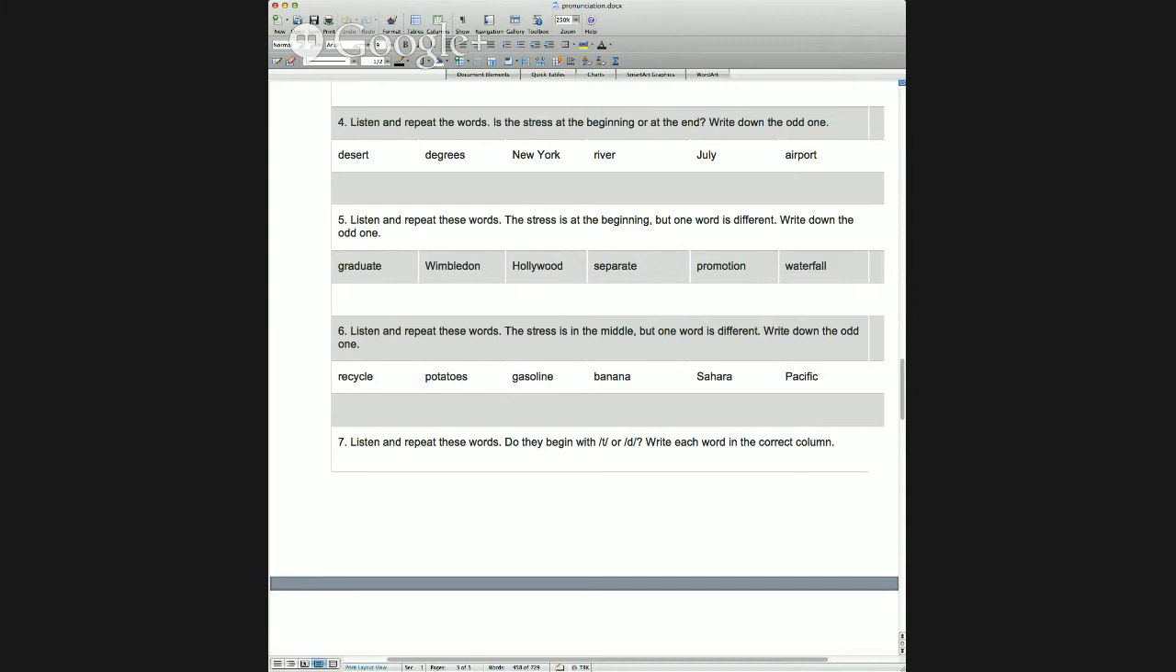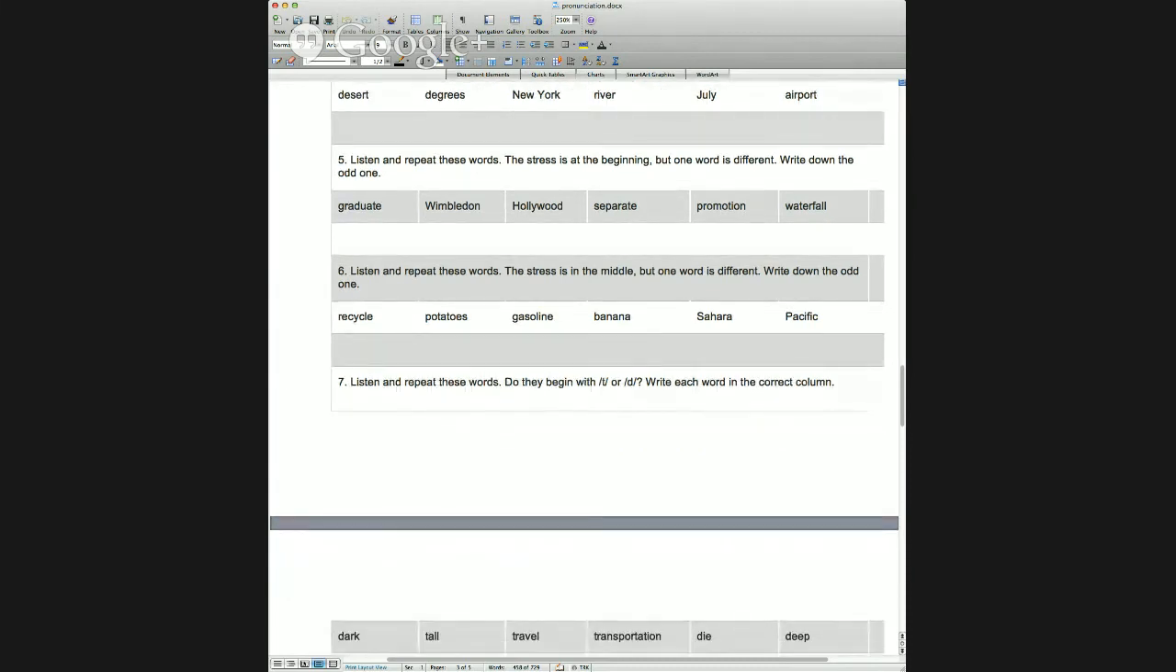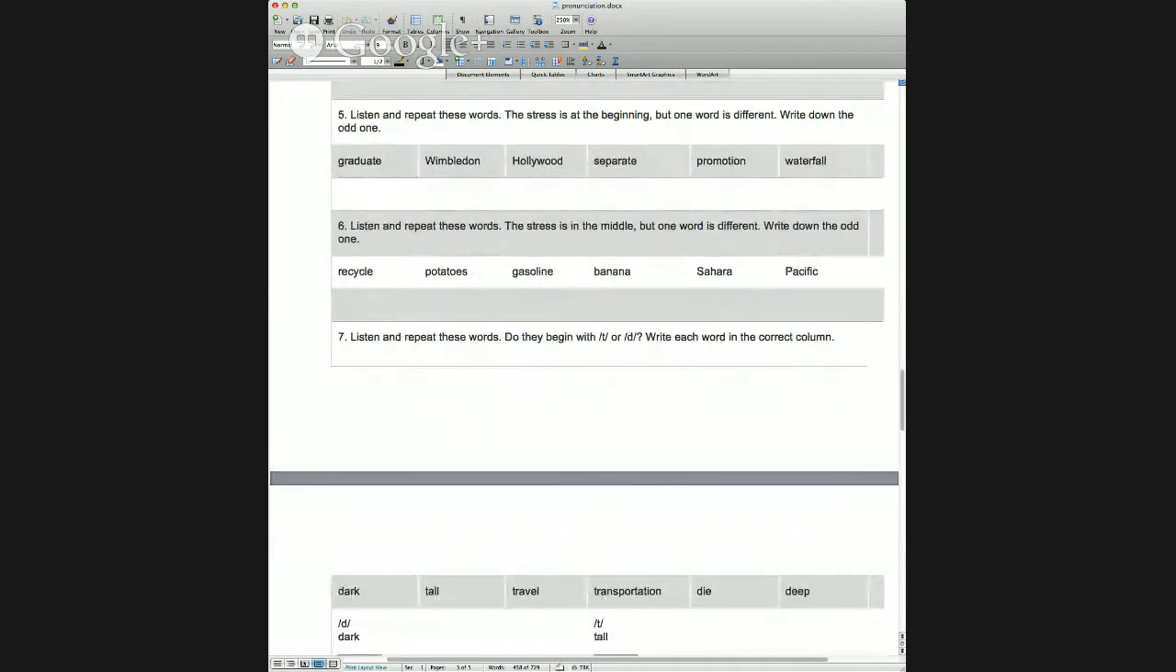All right, so a similar thing in exercise 5. Sorry, and feel free to just stop me if you have questions, okay? Just say, Kate, wait, I need you to repeat that, okay? Don't feel bad interrupting me. Okay, so in exercise 5, it's similar. We have a stress at the beginning of all of these words, but one word is different. So I want you to listen and tell me which word is different. Actually, repeat after me, and then afterwards we'll decide which word is different.